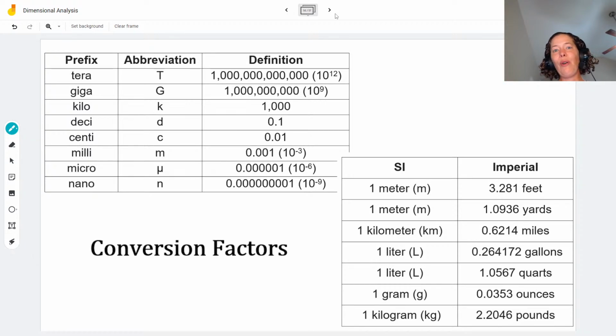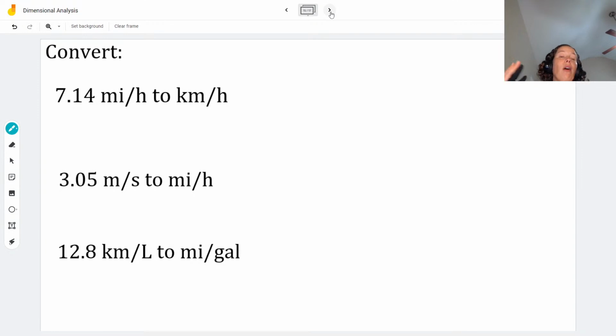Now we're going to go to our density problems. These are going to be our most complex, and we're going to have to deal not with squared factors, but with cubic factors. And actually, first, we're going to deal with just what I call complex units. This is where we're going to have to be converting two units.